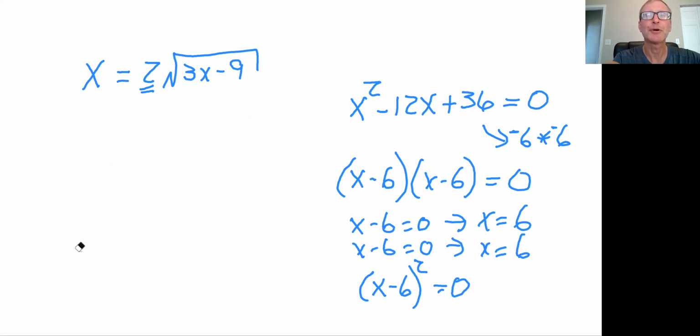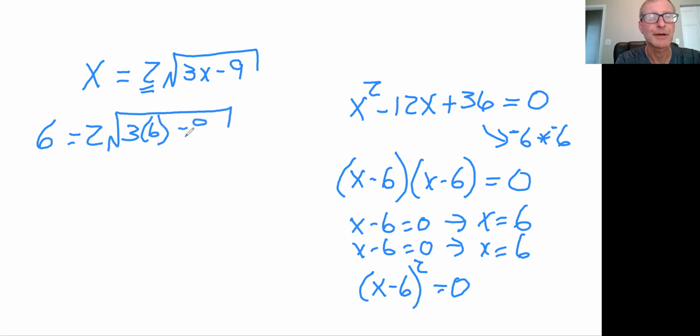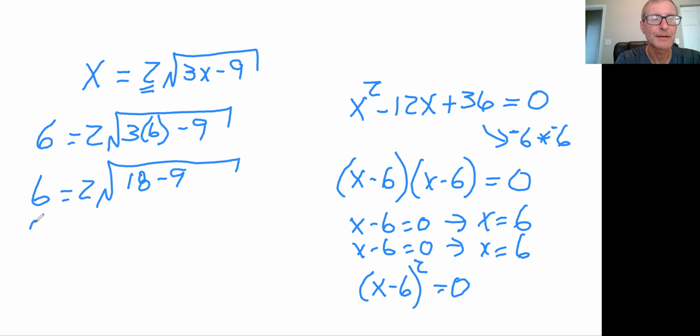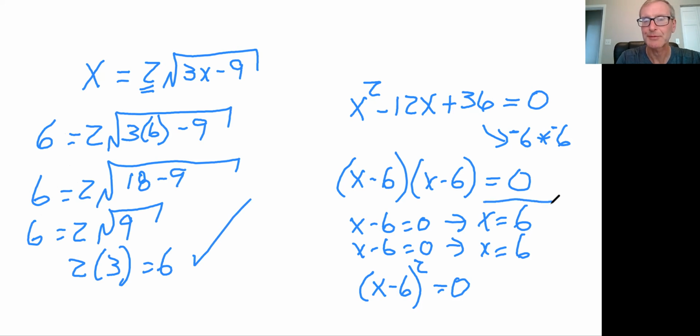But to finish this problem here, I also want to make sure that we check the 6 and see how it goes. So x equals 6, so that would be 6 equals 2 times the square root of 3 times 6 minus 9. So that would be 6 equals 2 square root of 18 minus 9. So 18 minus 9 is 9, right? So that would be 2 times 3, and that equals 6. So we are good. So this solution actually does work. So the solution to this problem would be x equals 6.